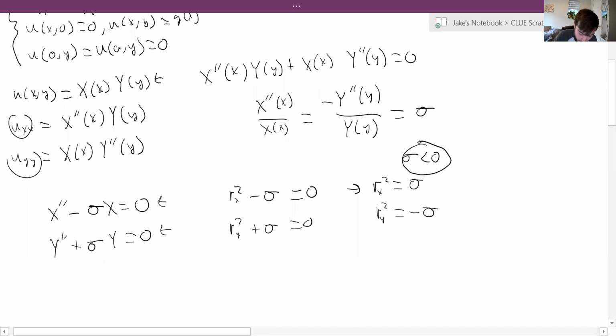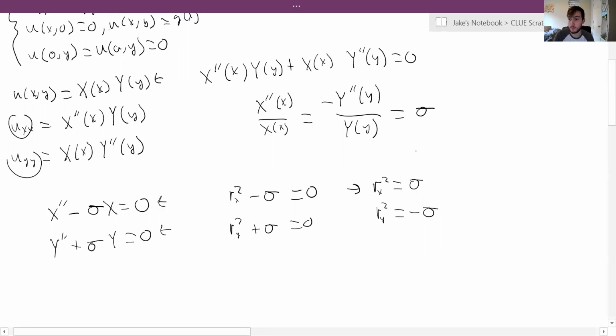Now here you're asking, Jake, why are we going to do this? Well, the best reason I can give you is that the other two don't work. I would encourage you to do this as an exercise. For example, let sigma equal 0, and run through this process that I'm about to do with the assumption that sigma equals 0 or is greater than 0. And what you find out is that basically the only functions that could satisfy that are trivial.